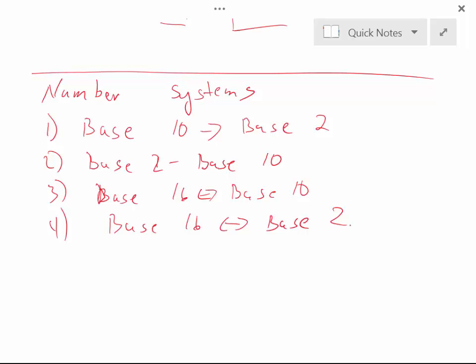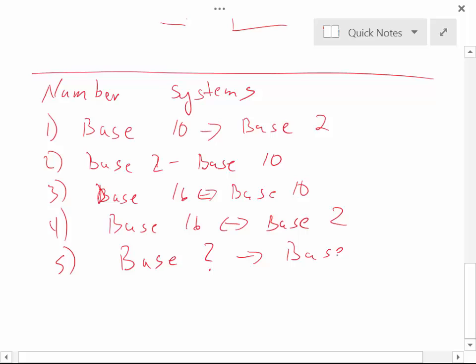And then the mystery question is base question mark to base 10. In other words, I pick a random base. An example of that: convert 3, 4, 2, base 6 to base 10.